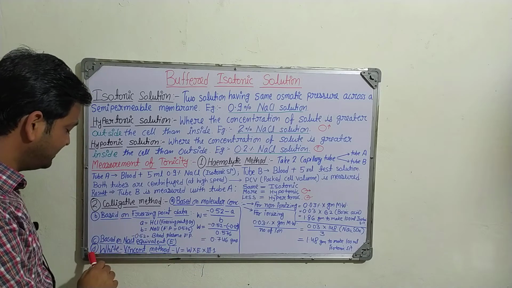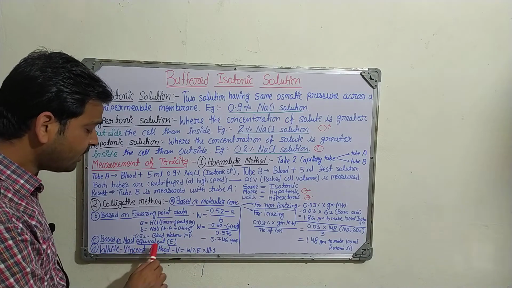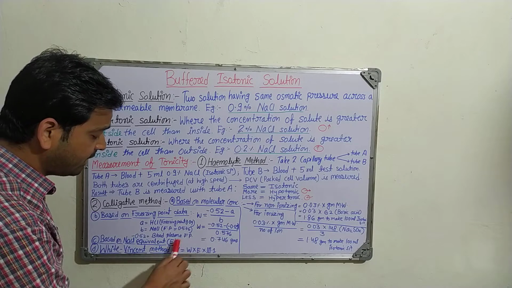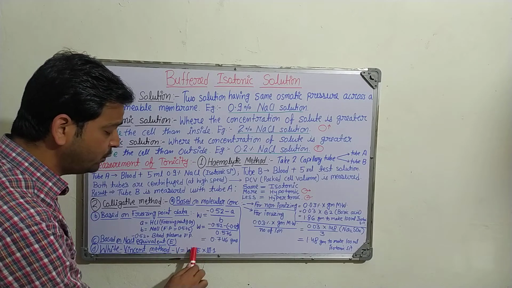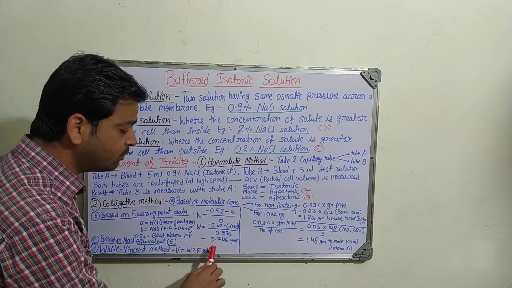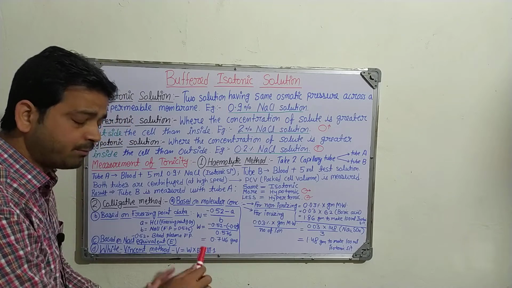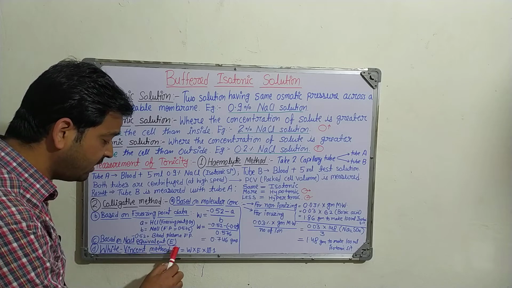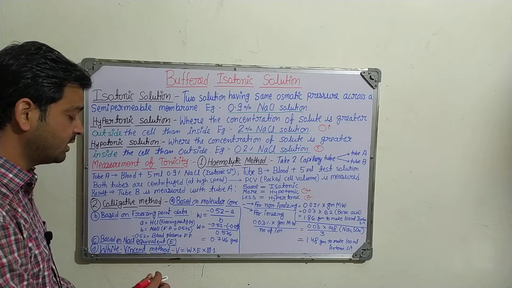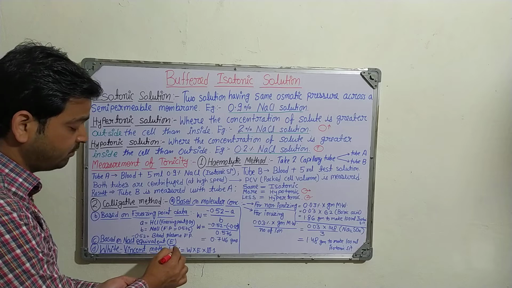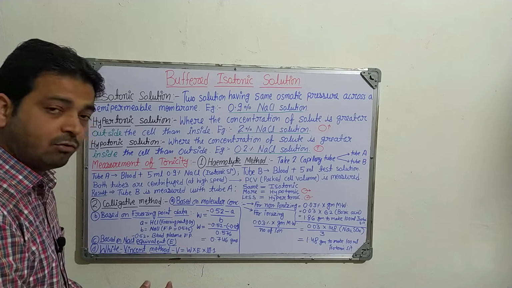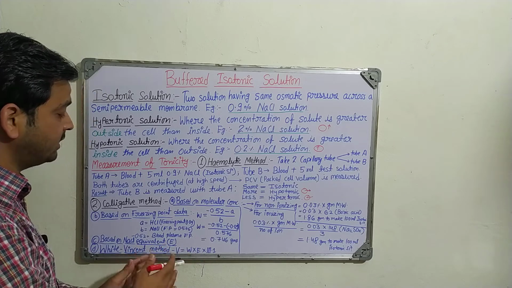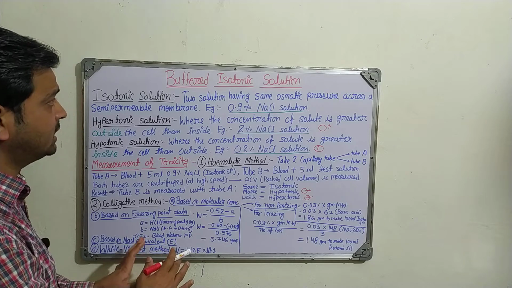Then the fourth one, the White-Vincent method, right? In this method again we will be having one formula, V is equal to W into E into 111.1, right? 111.1 is the constant, E is again the sodium chloride equivalent, and W is the weight of the drug, right? V denotes the volume, right? Like that we are going to get the tonicity here also, right?